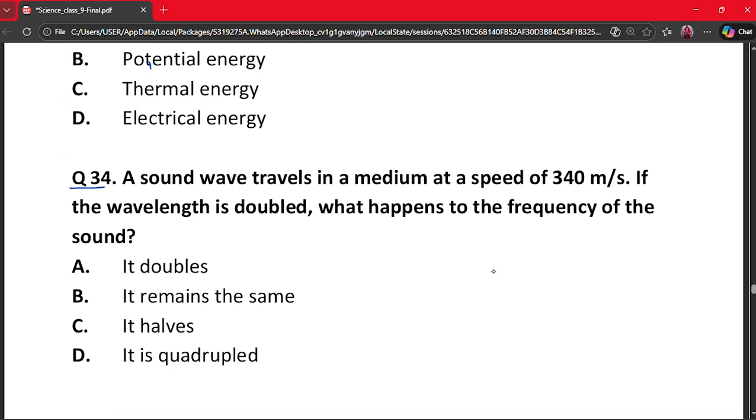Our next question is question number 34. A sound wave travels in a medium at a speed of 340 meter per second. If the wavelength is doubled, what happens to the frequency of the sound? A. It doubles, B. It remains the same, C. It halves, D. It is quadrupled. So here speed is equal to frequency into wavelength, and if wavelength doubles and speed remains constant, frequency must halve. So it halves is the correct answer.